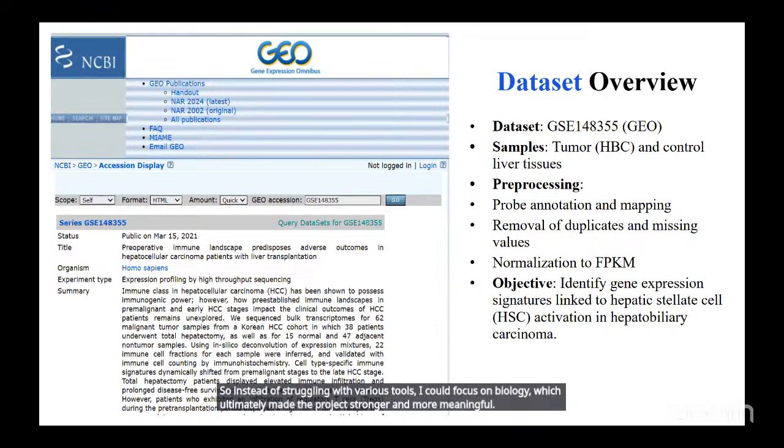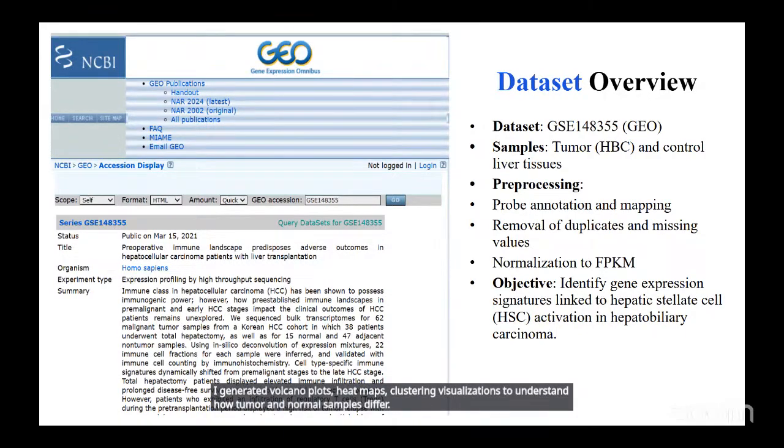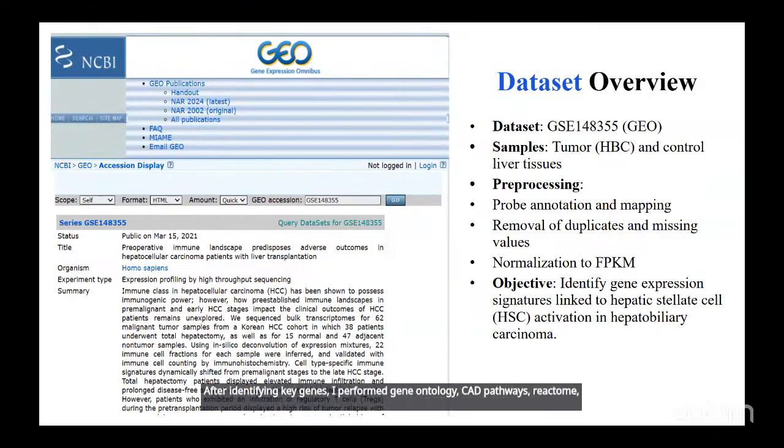In the HBC project, I performed a complete transcriptomics workflow. This included data cleaning, normalization, PCA analysis, and identifying differentially expressed genes using the DESeq2 tool. I generated volcano plots, heat maps, and clustering visualizations to understand how tumor and normal samples differ. After identifying key genes, I performed gene ontology, KEGG pathways, Reactome, and other various pathway analyses using the iLINKS platform.